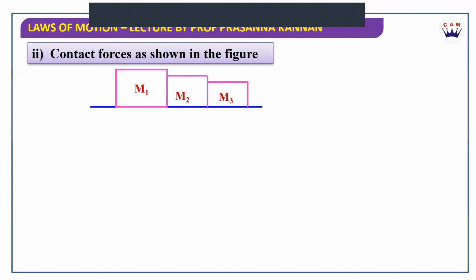Now we have 3 blocks. Now tell me, ma'am. How many normal reactions will be there in the horizontal direction? Let's forget the vertical directions. Here in the vertical direction M1G will be there, normal reaction will be there. M2G will be there, normal reaction will be there. M3G will be there, normal reaction will be there. Those we'll forget. They are all in the y-axis, and net acceleration in the y-axis is what? 0.